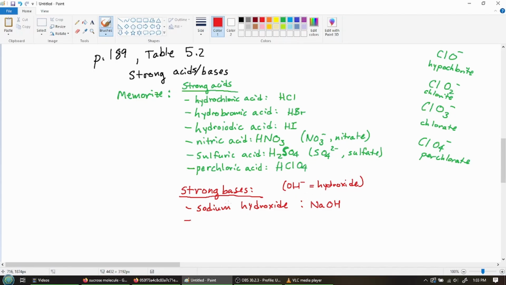Lithium hydroxide will be our next one. And as I'm going along with this, I hope that when I say the names of these, you're able to start thinking about how we would form the formula for that. So for instance, lithium hydroxide, we know lithium forms a +1 charge because it loses 1 electron. So this is going to form LiOH.